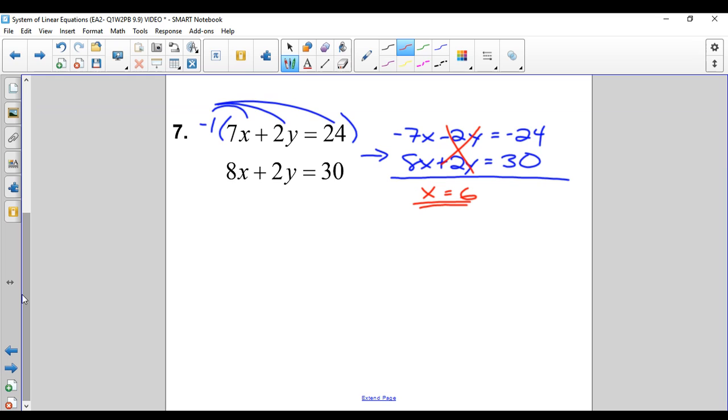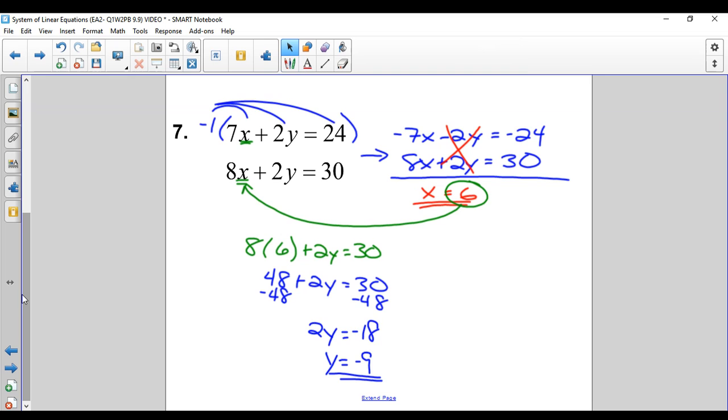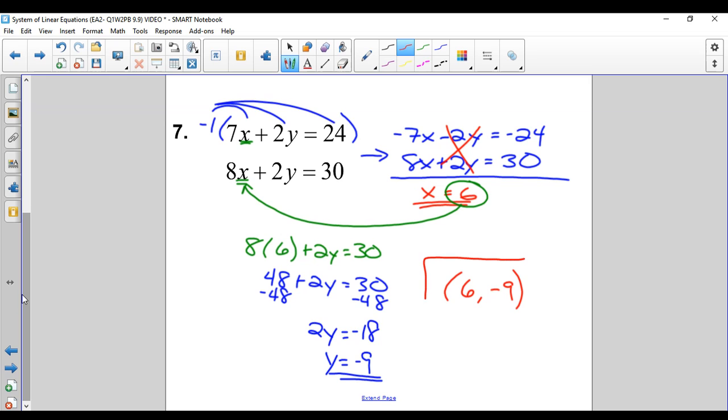Same as the last problem, we need that y. I need to take that 6 and plug it into either equation. I'm going to plug it into the second one, only because I didn't touch it earlier on. So I'm going to go ahead and plug that in. Do what you need to do. Multiply and subtract 48 from both sides. 2y equals -18. Y equals -9. You have your x and y, therefore you have your solution. 6, -9.